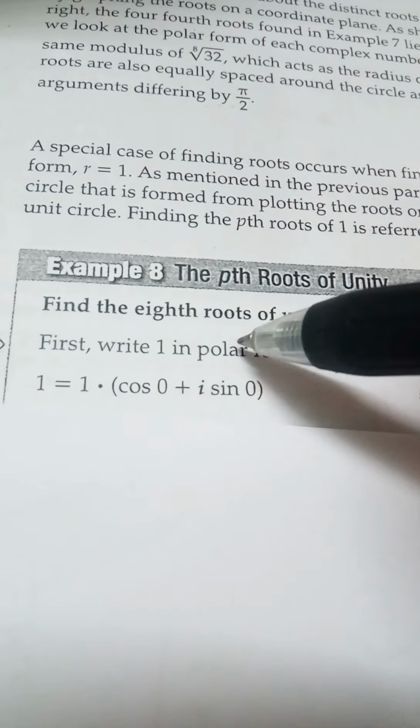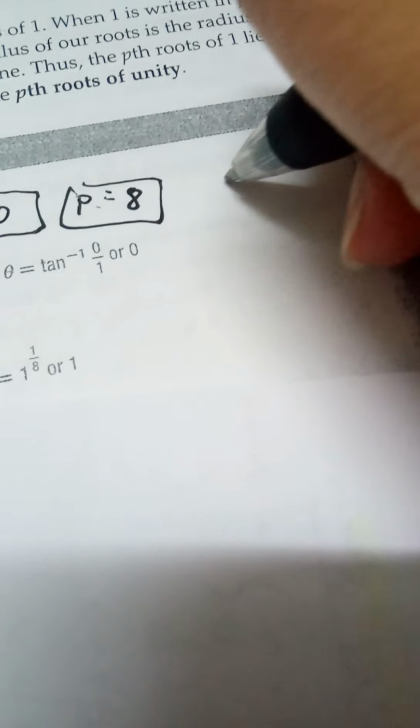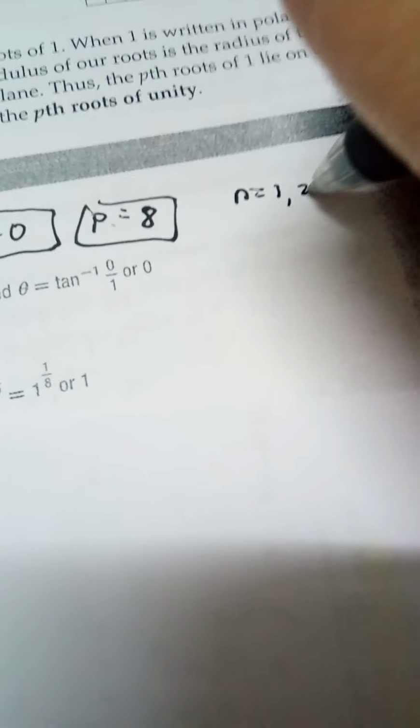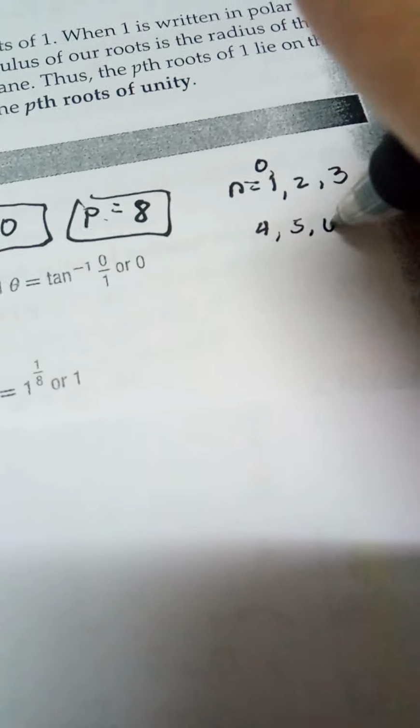And what are the others? P. We need p. What is this? 8 roots. So whatever the roots, that is the p. So p is 8 roots. And n. How many n's? So 8. So n is equal to, start with 0: 0, 1, 2, 3, 4, 5, 6, then 7. All of that is 8 roots.